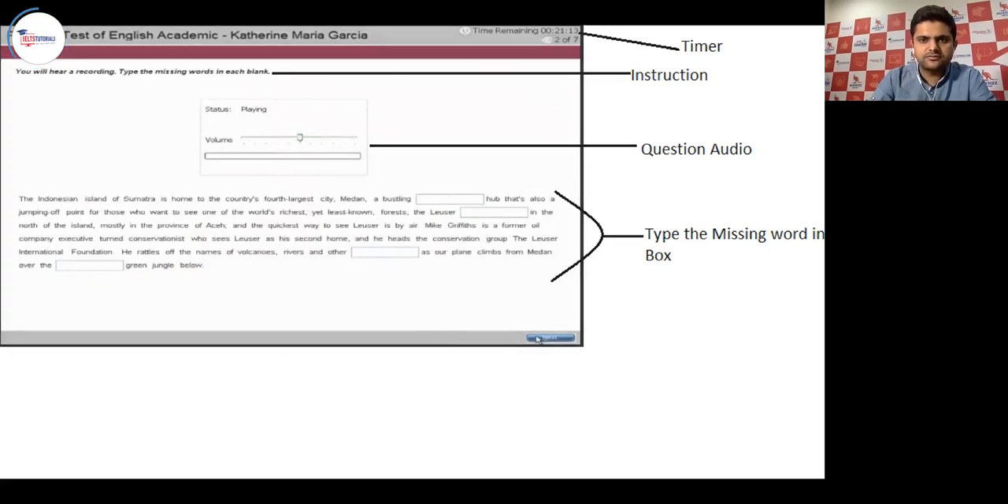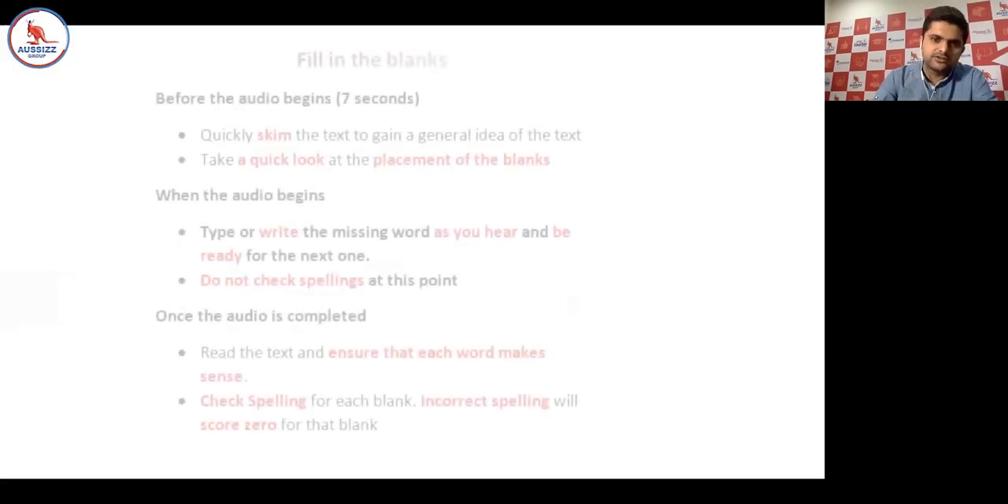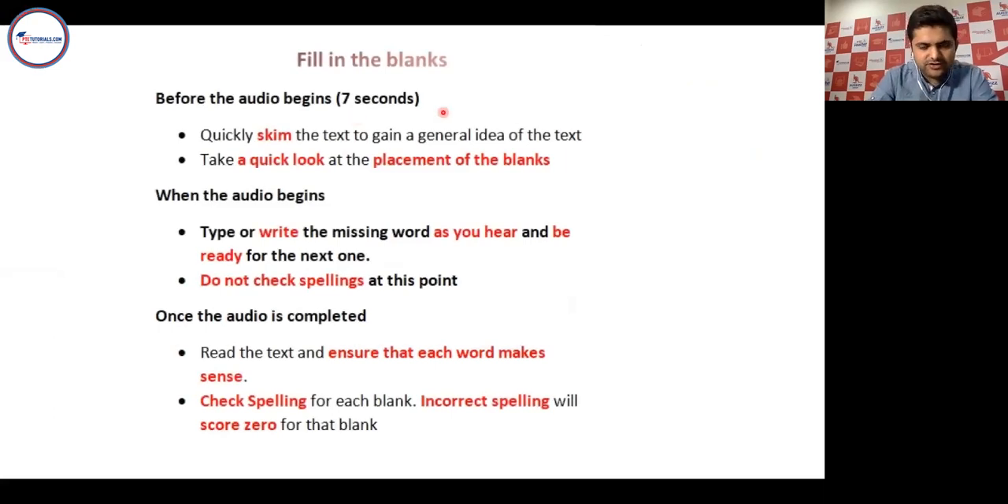So what is the method to perform this task? Before the audio begins, you need to quickly skim the text to get a general idea of the text. Now, there's a difference between reading everything and understanding each and every word, and just skimming to get a general idea. When you're skimming, you're just quickly looking at the keywords or important nouns, and trying to figure out what this whole text is about, so that you're mentally prepared for the upcoming recording.